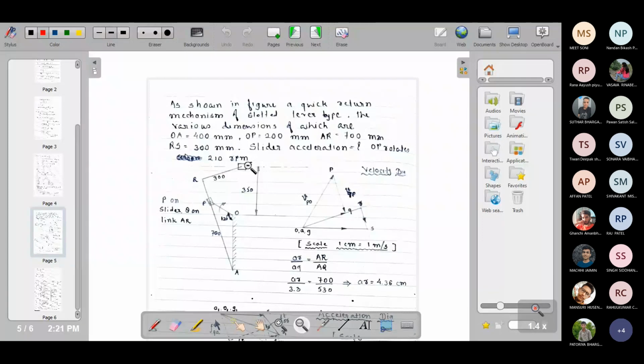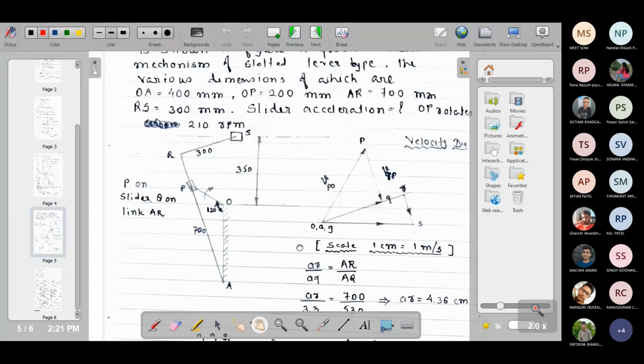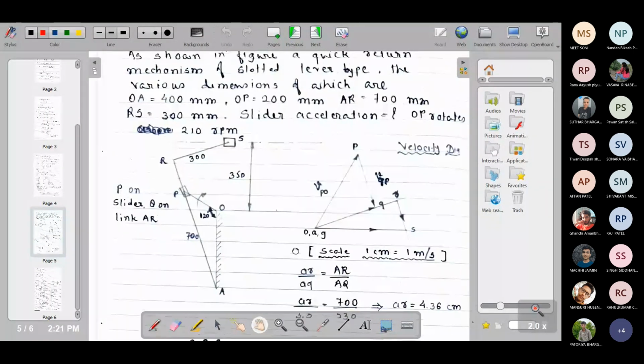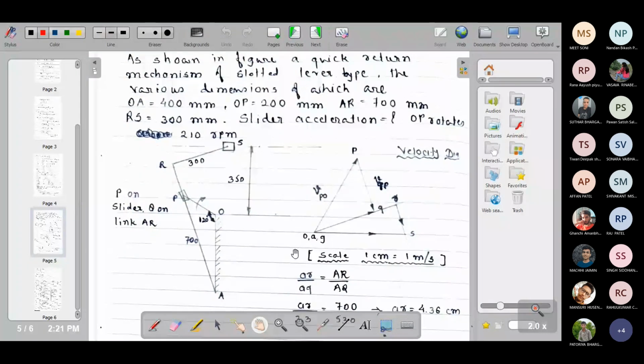So for acceleration you need to draw an acceleration diagram. Are you able to visualize the figure? Yes or no? Yes, sir. Okay, fine. First of all, we will draw the velocity diagram, then we will switch over to the acceleration diagram. So how will you start? P is on the slider and Q is on link AR.